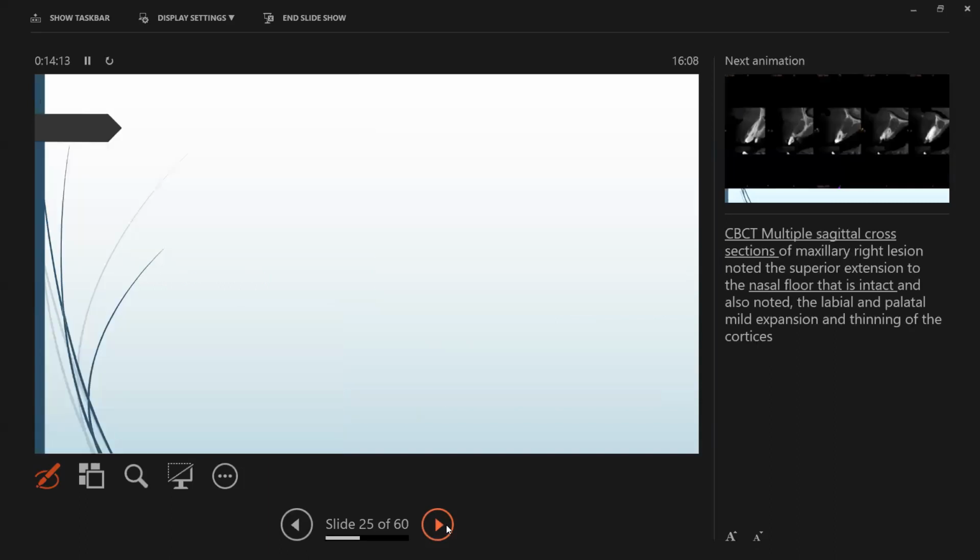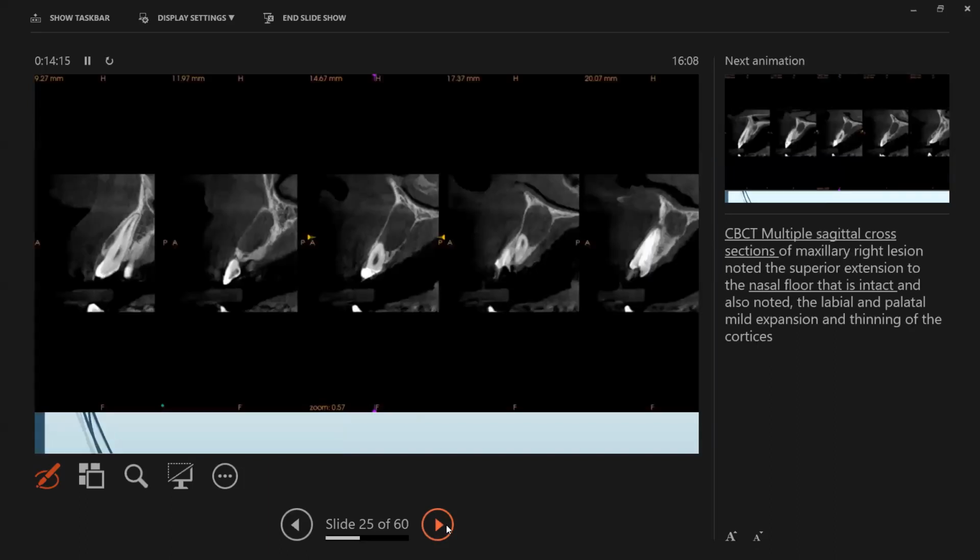Okay, he was 23 years old. And in multiple sagittal cross sections, you can very well see the definition of the lesion. And you can see how the nasal floor is still intact. Okay, the nasal floor is still intact. It has not breached the nasal floor.